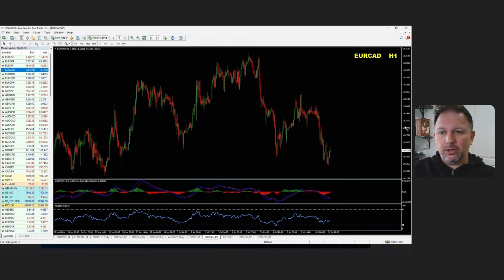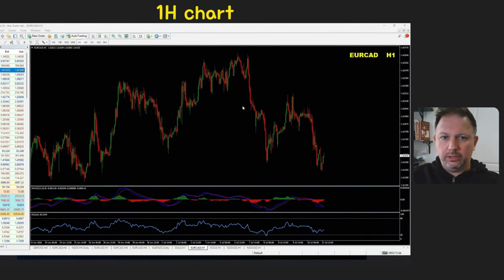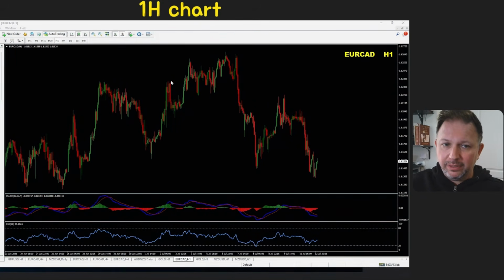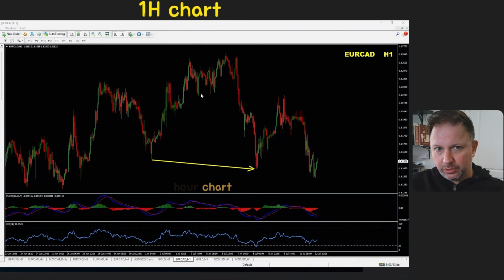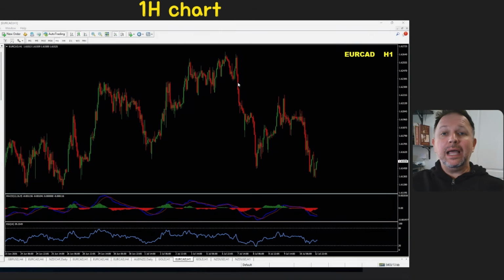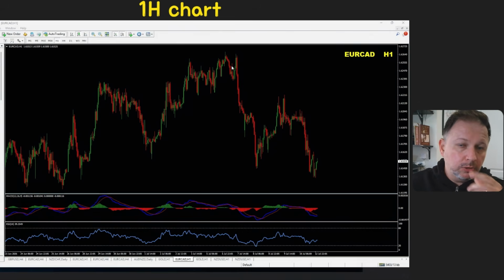So going back to the 1-hour chart on the EURCAD, once it happened, we got both time frames that flipped. This was the break of the low on the 4-hour chart. This was the break of the low on the 1-hour chart. So now I want to break down the waves and find the perfect zone to look to trade.